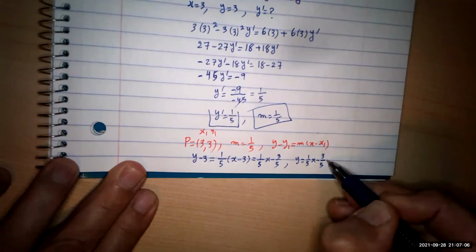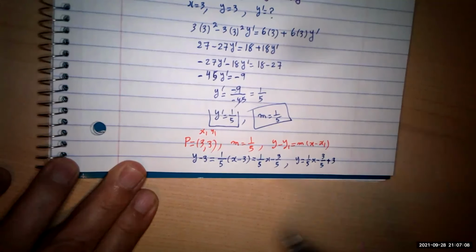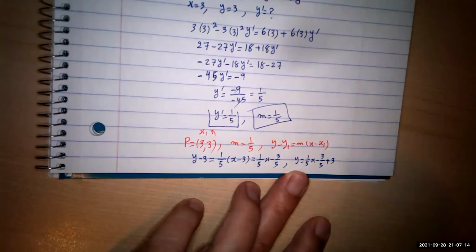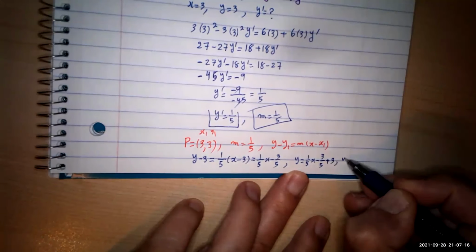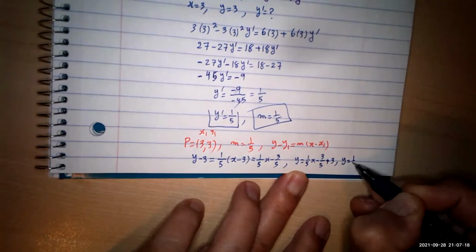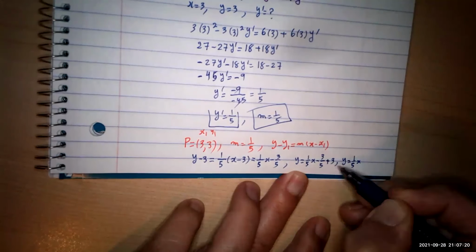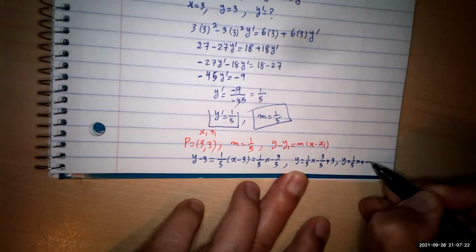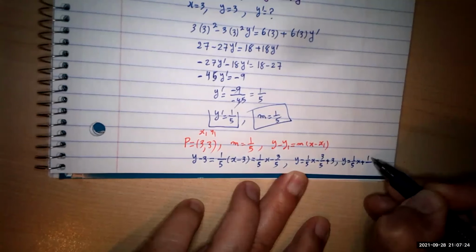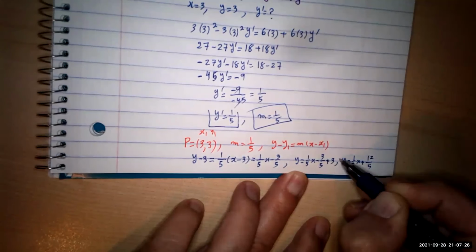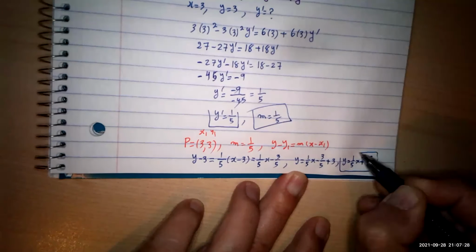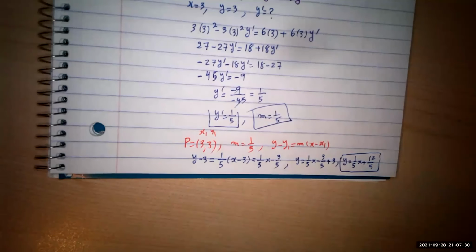Okay, plus 3. And you just find the common denominator, simplify it. 3 times 5 would be 15. 15 minus 3 gives you 12. So y equals 1/5 of x plus 12/5. So that gives you the equation of the tangent line for the given function.